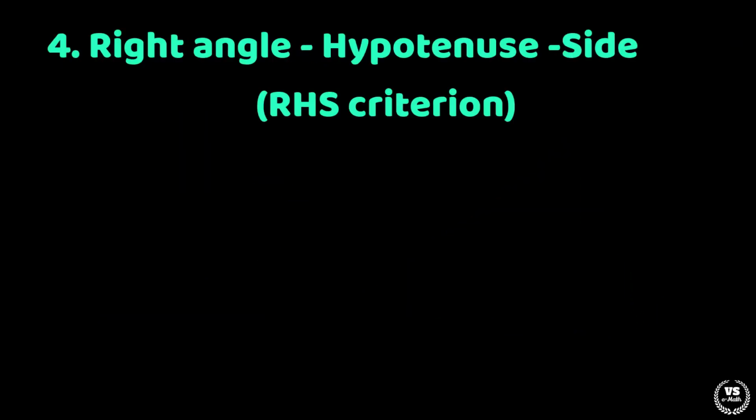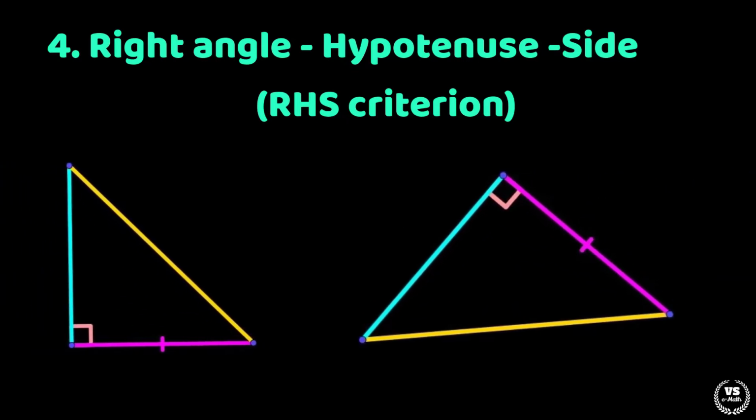The last one is a special case. It's about right angle triangles. In a right angle triangle, the side opposite to the right angle is called the hypotenuse. If the hypotenuse and any one side are equal in both the triangles, then they are congruent. This is called the RHS criterion.